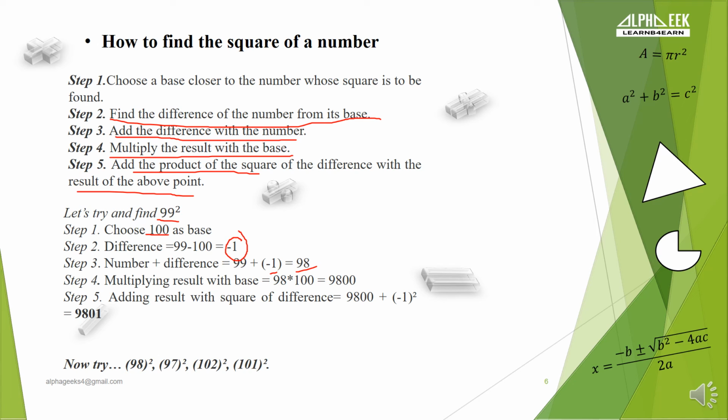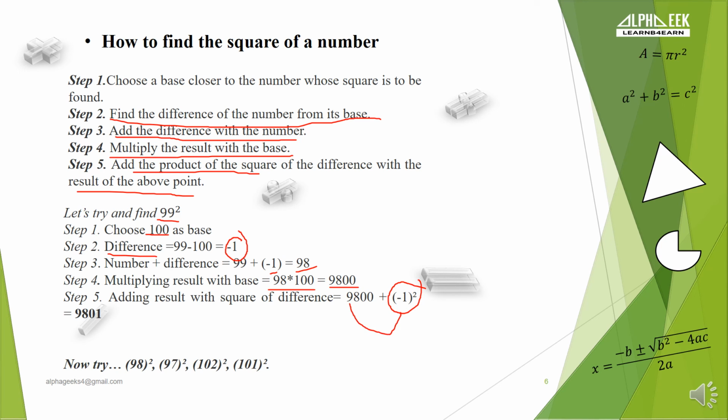Okay, now multiplying the result with the base. We'll multiply 98 with the base. That's why I told you, 98 into 100 is a much simpler multiplication. If you choose the base to be complex, then your multiplication will be complex, and finding the square will be difficult. Now we add this result to the square of the difference. The difference was minus 1. Square it, so the square of minus 1 is 1.